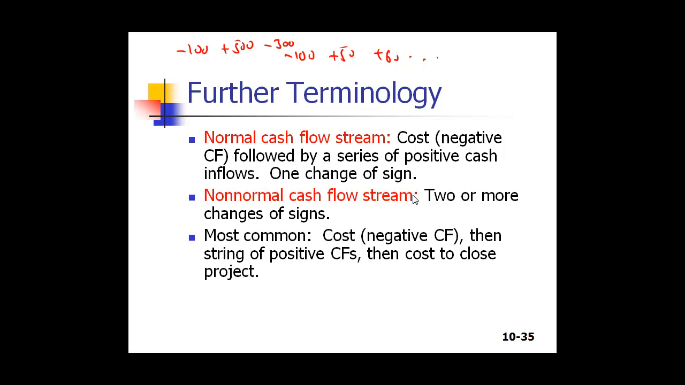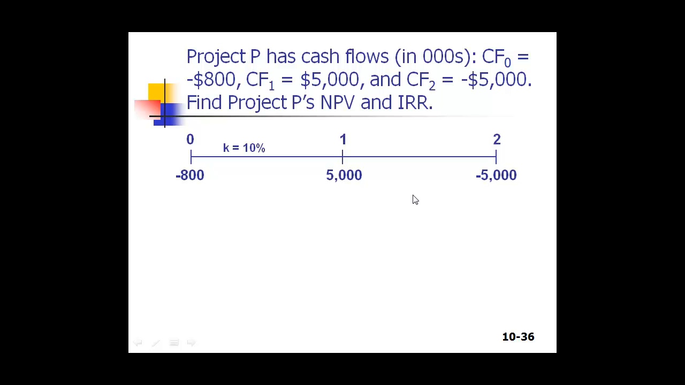Where does this happen? In certain projects, such as if you want to shut down a nuclear plant. You build it, you generate money, and then do you just let it be and abandon it at the end, or do you spend some money and neatly close it down? Depends which country you are in, but what you're supposed to do is safely shut it down. So there is a cost. There are many projects with non-normal cash flows. Here is one example where you have minus 800, 5,000, and minus 5,000.